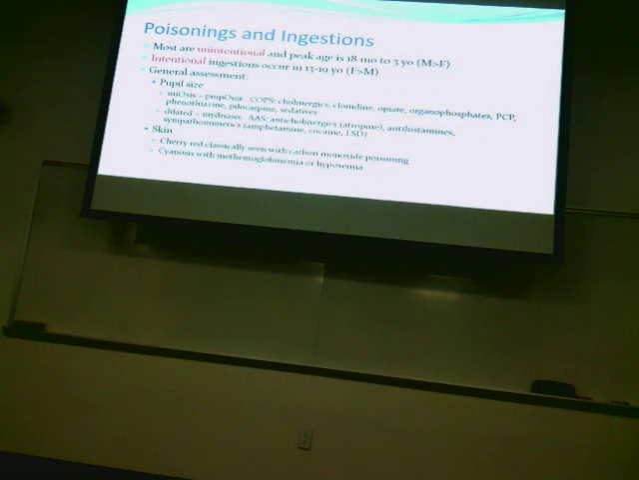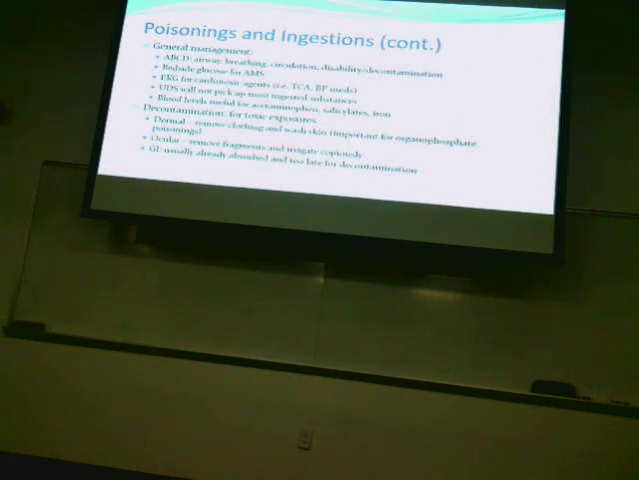The skin can also give you some clues too. So cherry red skin, you will see with the carbon monoxide poisoning. Cyanosis, you can see with methemoglobinemia or hypoxemia. So the general management for these poisoning ingestions. If they're severe, you may have to think about your A, B's, C's, and D's first. So your airway, breathing, circulation, that comes first before anything else.